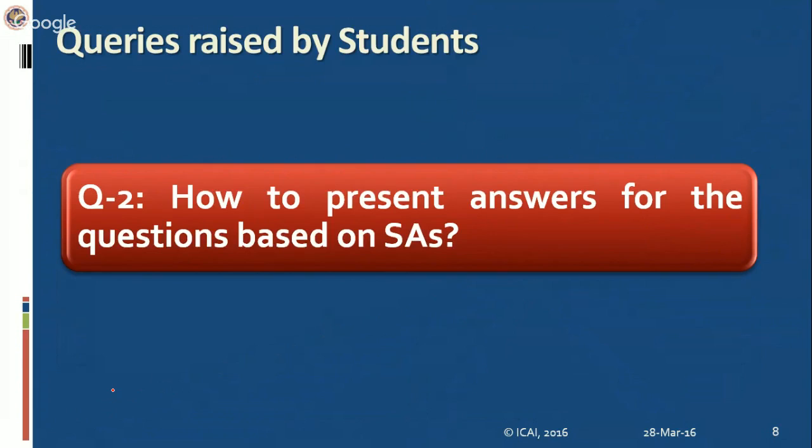So far as how to present answers, first you do, and when you do, you will learn how to present. How to present answers has been very much covered in the practice manual. If you solve at least 5, 10, or 20 questions from the practice manual, you will definitely come to know how to present answers for questions based on essays.